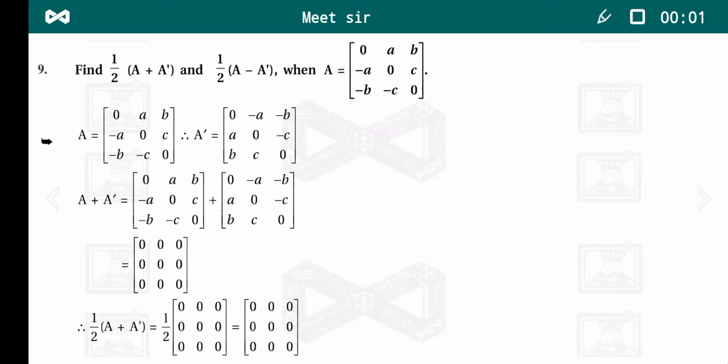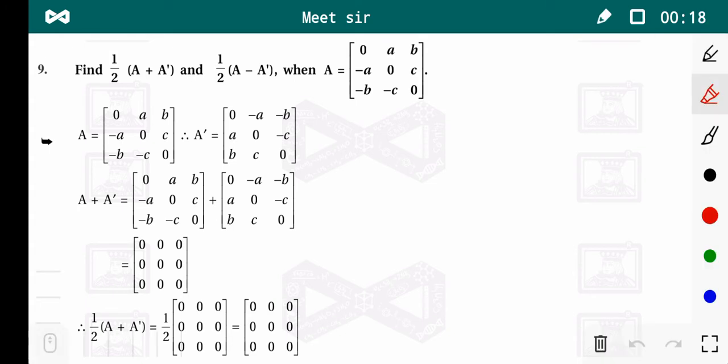Good morning. Now we will see example number 9, exercise 3.3. We already saw example number 7 and 8 in the previous video. Now here we have been given one matrix, matrix A, which is a 3 cross 3 matrix. We have to find 1 half (A plus A dash) and 1 half (A minus A dash).